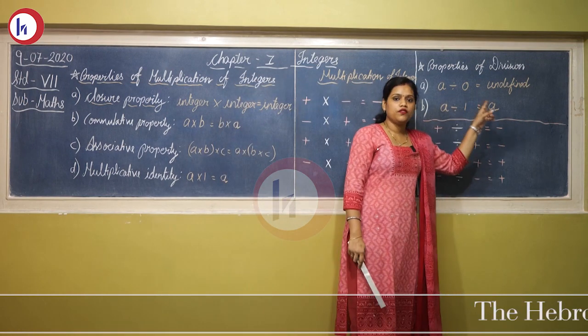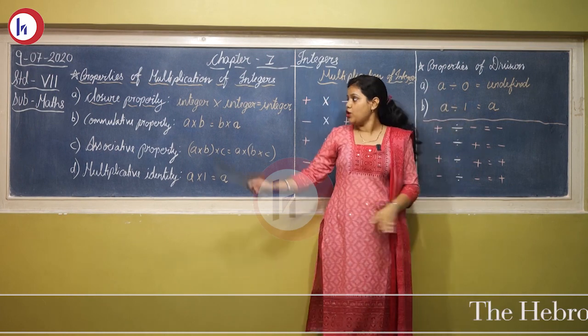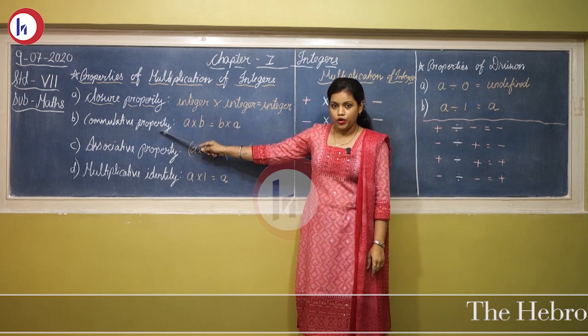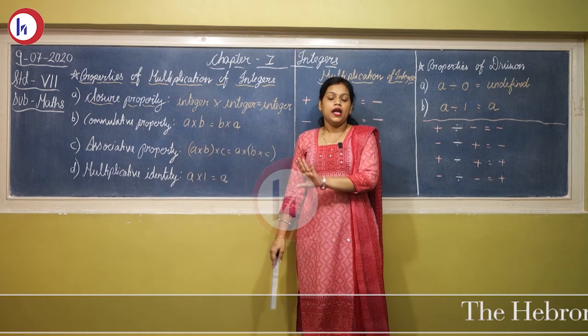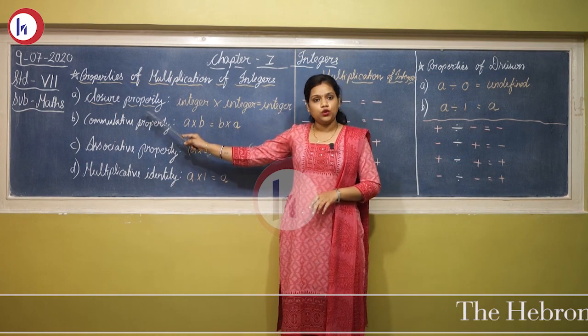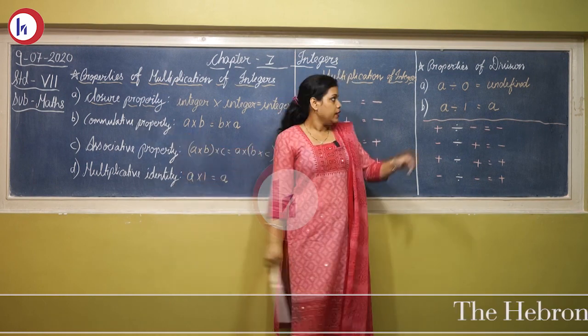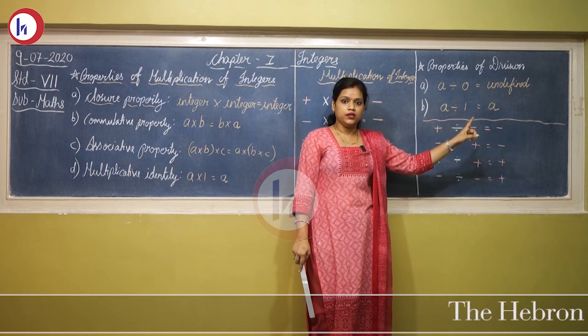Coming to the properties of division. Here also, you know that division will not follow the commutative property, associative property and multiplicative identity. Division doesn't follow these three properties, only the closure property. That's it. Any two integers when divided, the answer is going to be an integer itself.